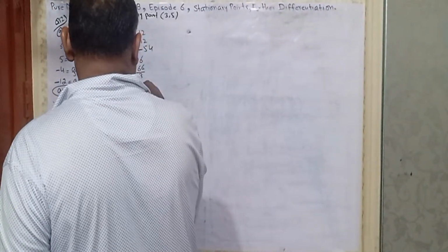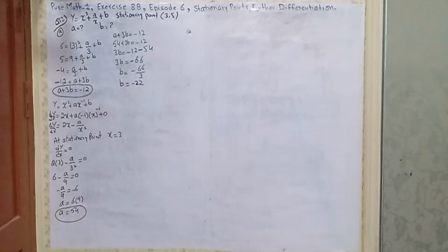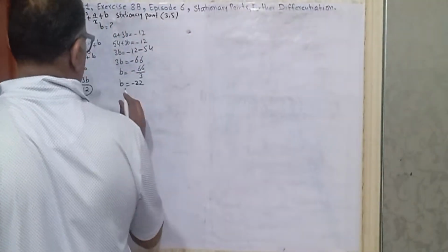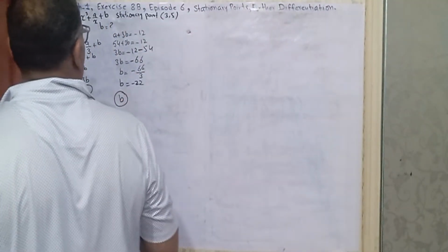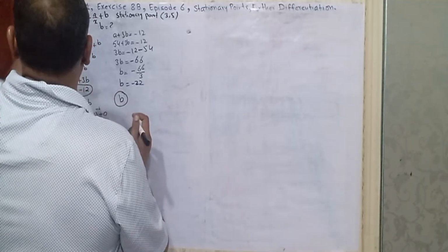Okay. Then that was the a part. Then we have the b part. Determine the nature of the stationary point at (3, 5). So we have to determine the nature of the stationary point at (3, 5). Now we are at the b part of this question. In the b part, we have to find out the nature.